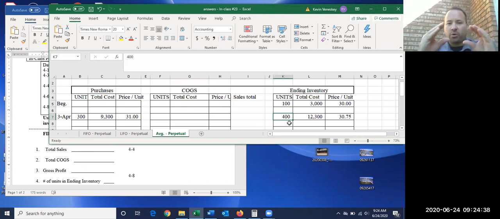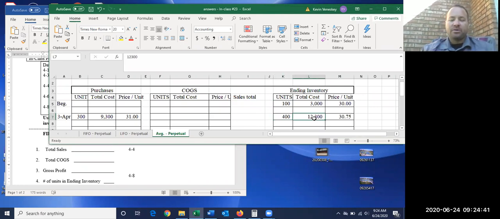For average cost, we total up everything. We do the same thing here. Take the 3,000 plus what I just bought, total inventory cost. And then what I do is I need to figure up my price per unit. So I just do the formula. 12,300 over 400 items tells me that each item costs $30.75. None of my items actually cost $30.75, but averaged out.